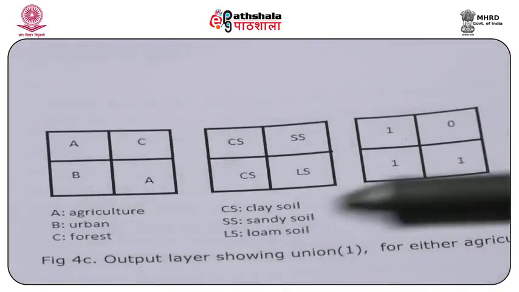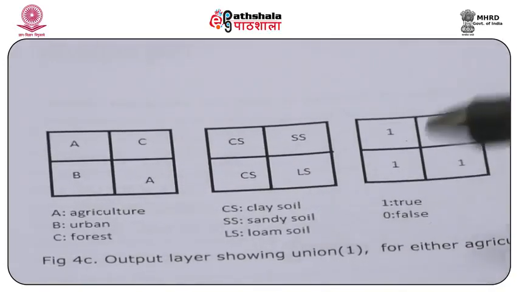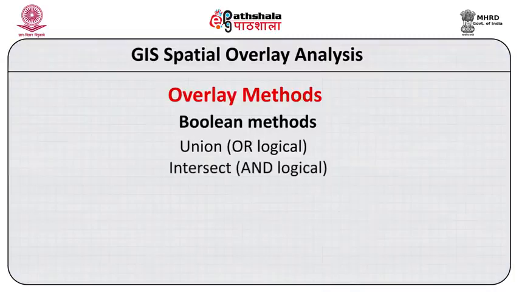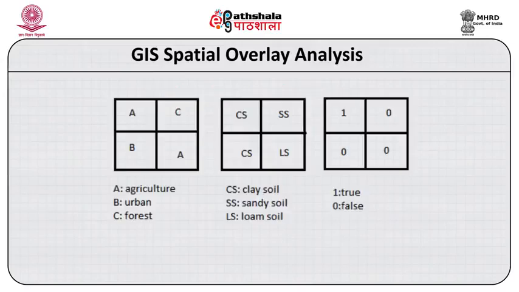So when either of these conditions is true, we get the value of 1, otherwise we have a false value. From this we go to another Boolean operation, that is intersect. So what does this imply? Because we are talking about the AND logical, it means that either condition being true is not enough here. Here both the conditions should be true.